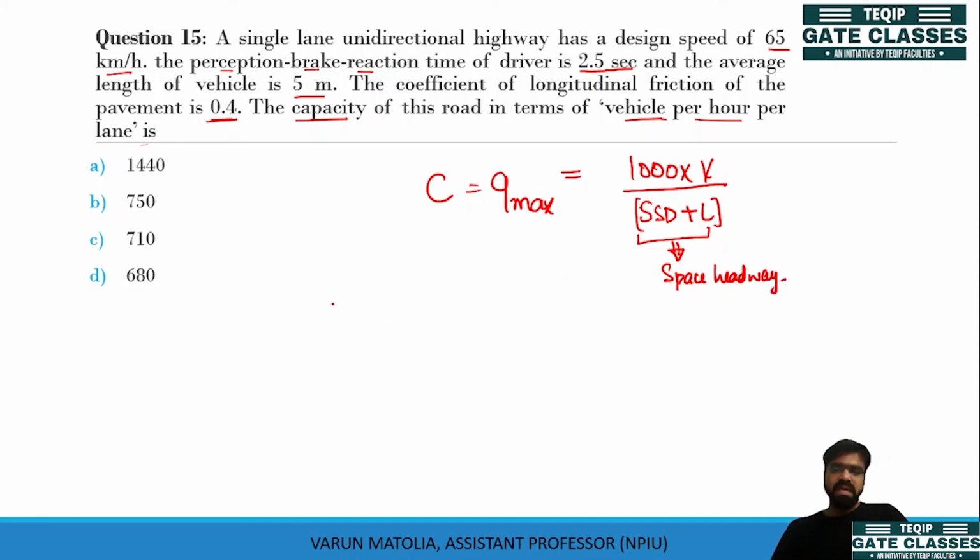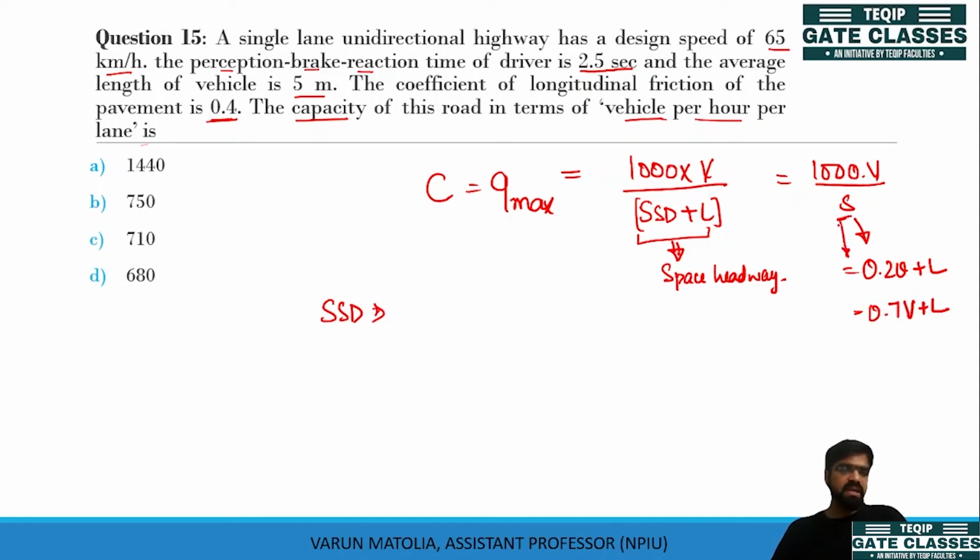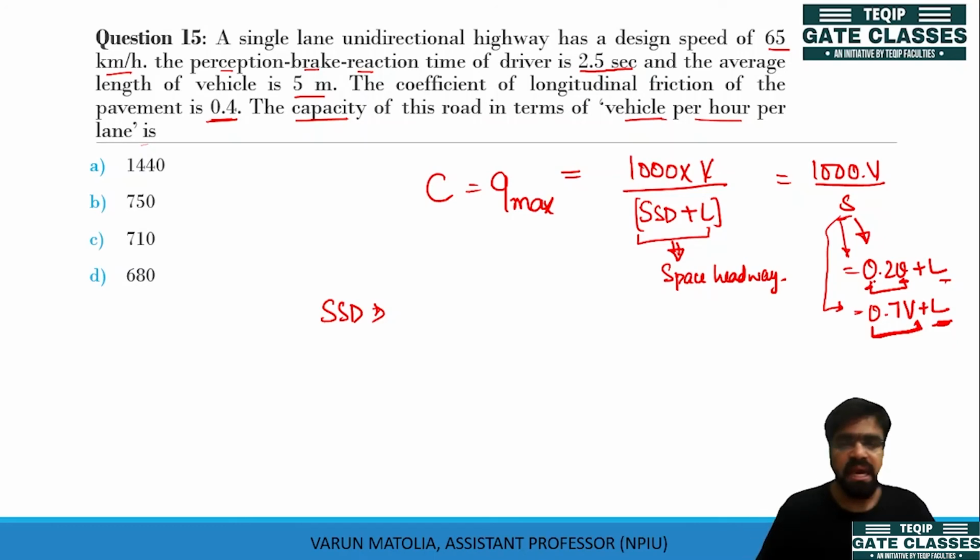So let us calculate the SSD value. We have studied this equation as q equals V divided by S. So we have written S value as 0.2 times small v plus L, or 0.7 times capital V plus L. We have written this S value, the space headway, in these two equations. So we have L as the length of vehicle, and this is the approximate value of your SSD.